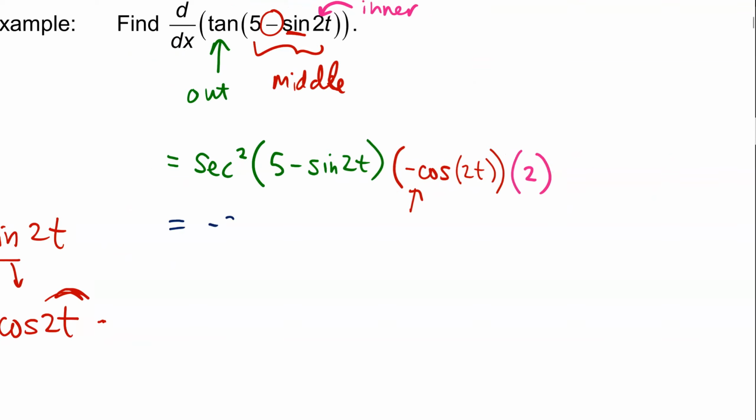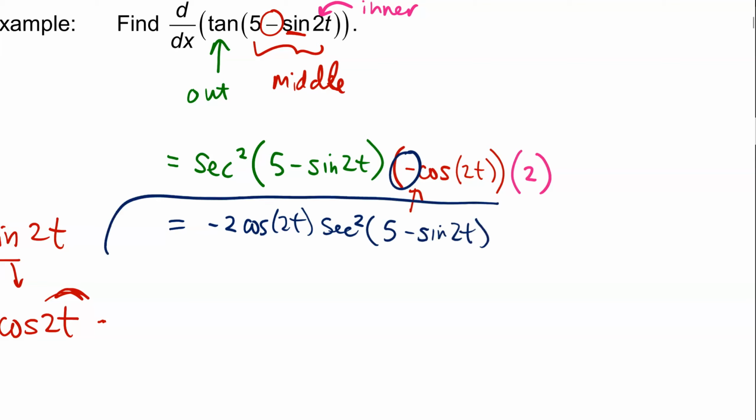So this is going to be negative 2 cosine 2t times secant squared, the negative is from right here, secant squared of 5 minus sine 2t. So that is the whole thing.